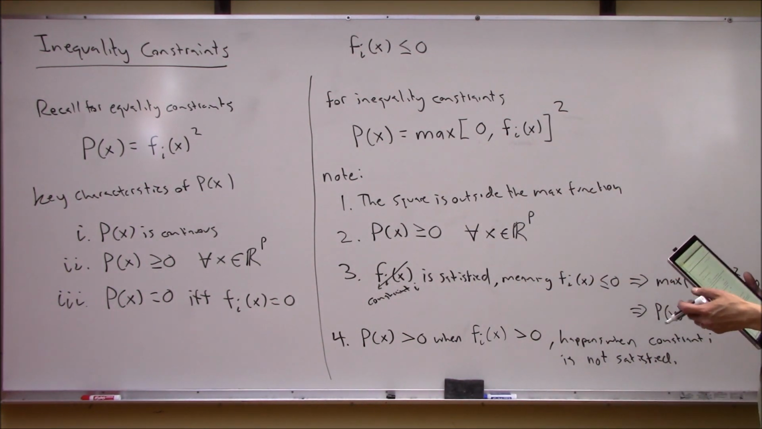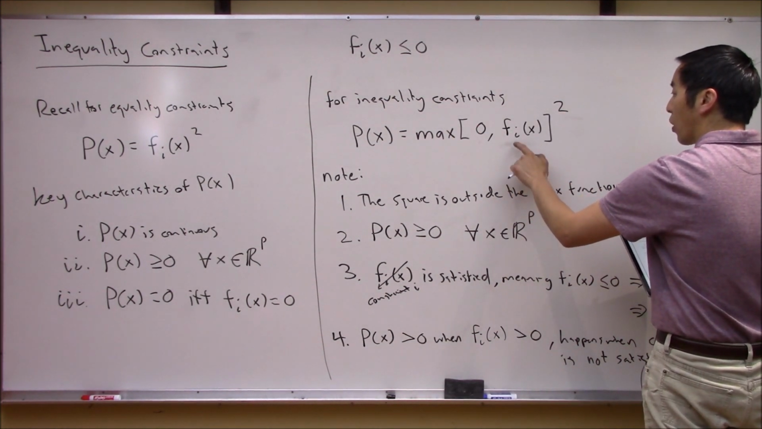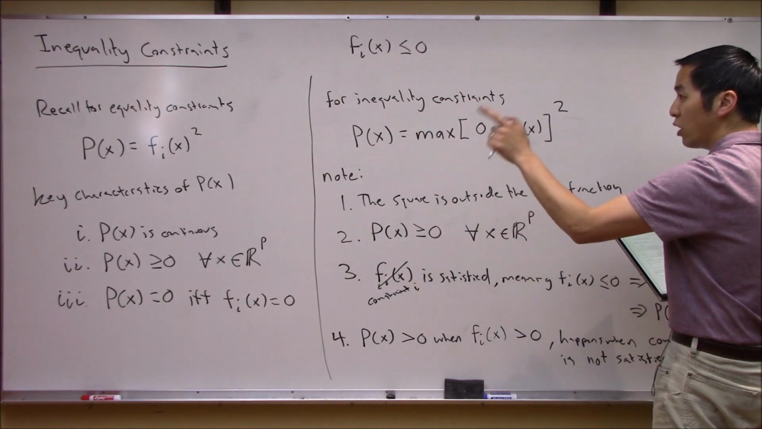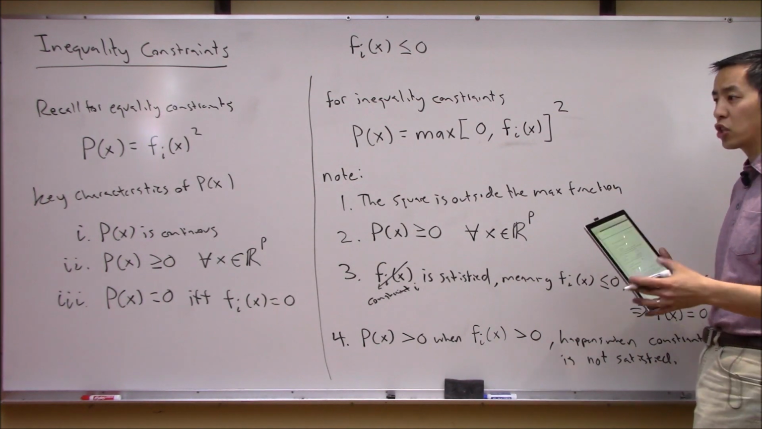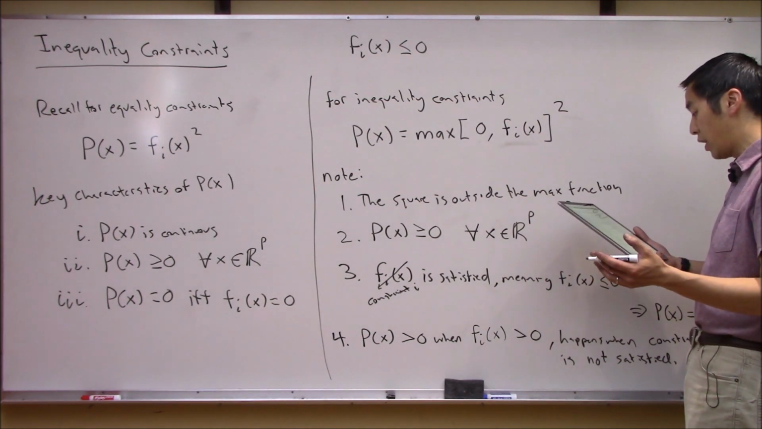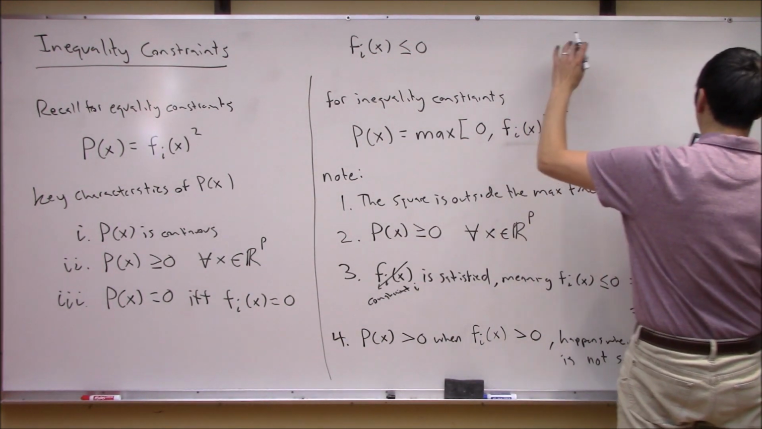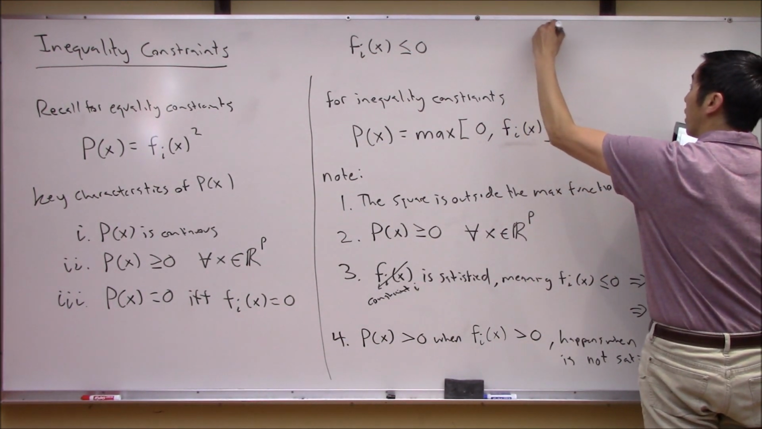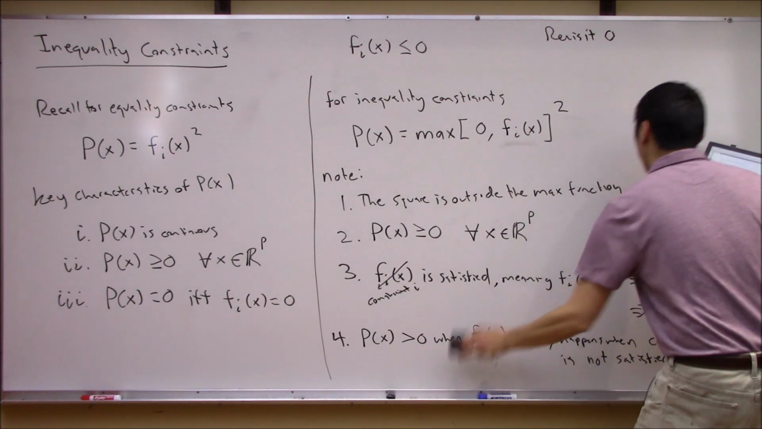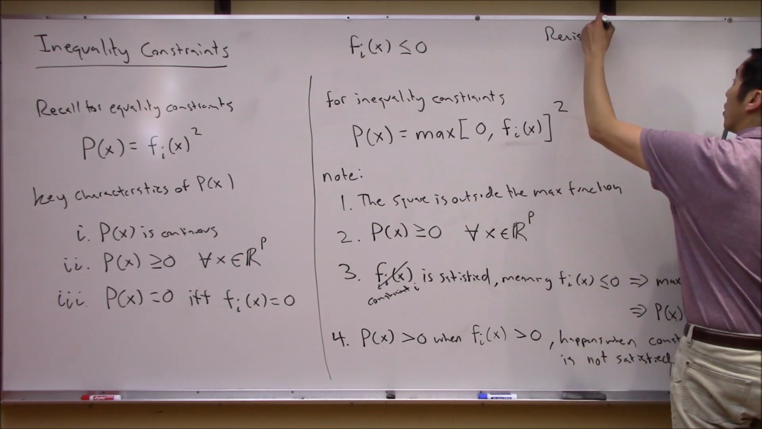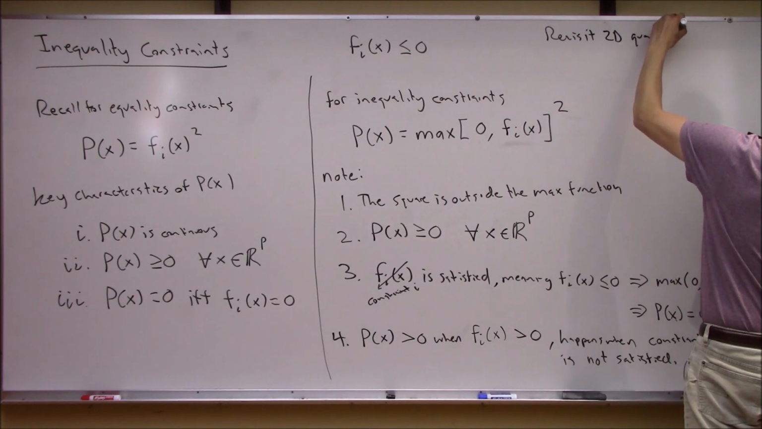So with that being said, let's look at an example where we want to now add both equality and inequality constraints, look at appropriate penalty functions, and see if we can get a numerical solution in MATLAB. Okay, so let's go ahead and revisit our 2D quadratic, the same problem we've been looking at today.